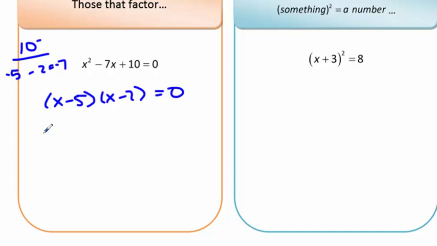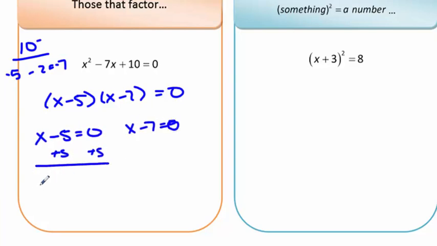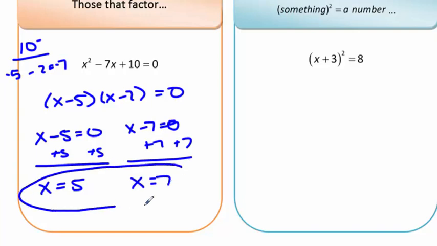And then to continue solving, we're going to take each part and set it equal to 0. So I have x minus 5 equals 0 and x minus 2 equals 0. If you add 5 to both sides, we get x equals 5 for one of the solutions. And if you add 2 to both sides, x equals 2 for the other solution. Just a quick reminder on factoring to solve, and then let's look at using the square property to solve.